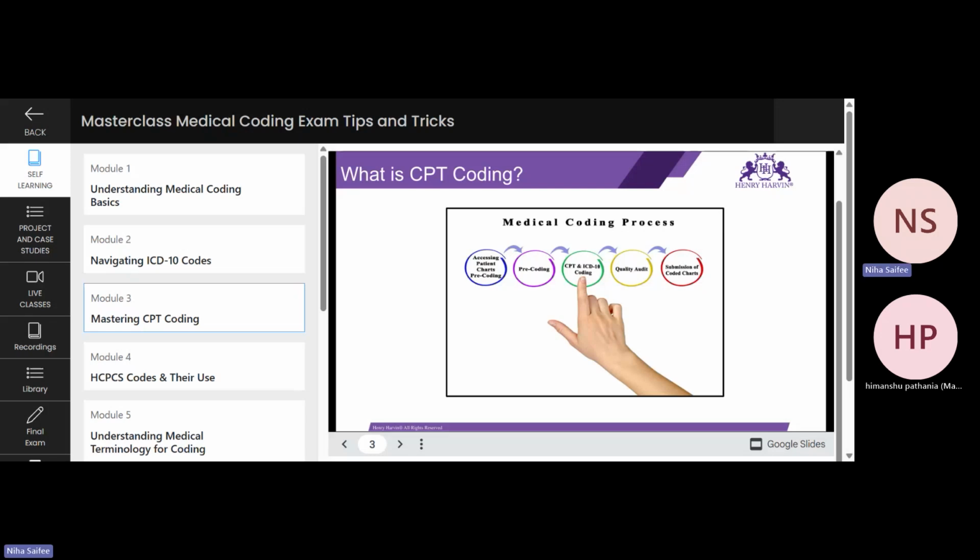When you are done with all this, your document where you have selected all the codes goes for quality audit. If you have seen 10 patients, all 10 patients will go for quality audit. They will verify whether you have done the coding appropriately and there are no mistakes, and then finally it is submitted to the medical billing department.